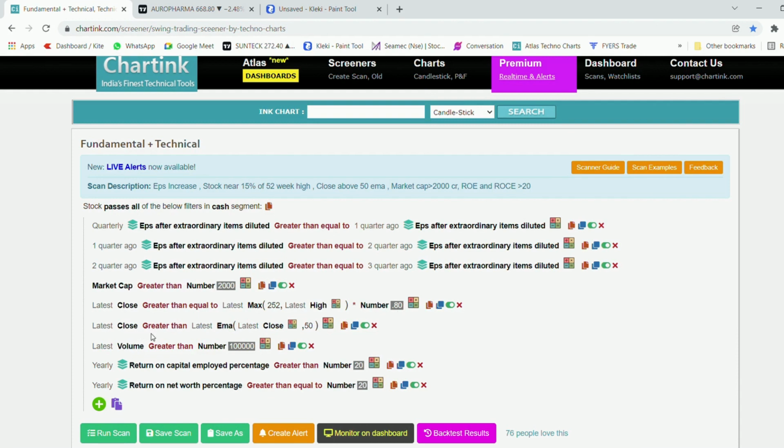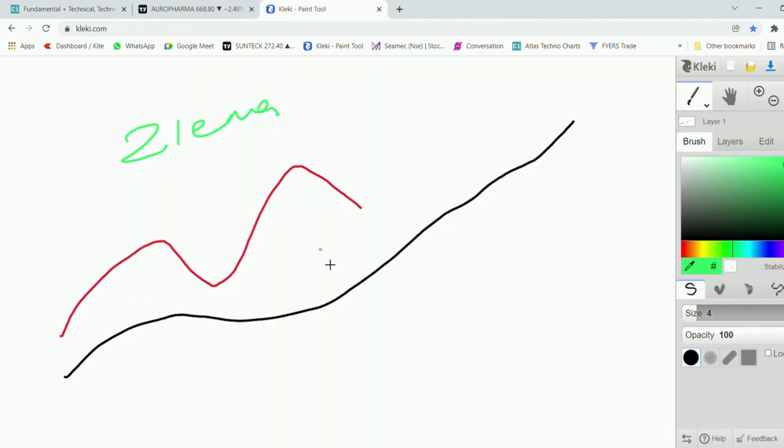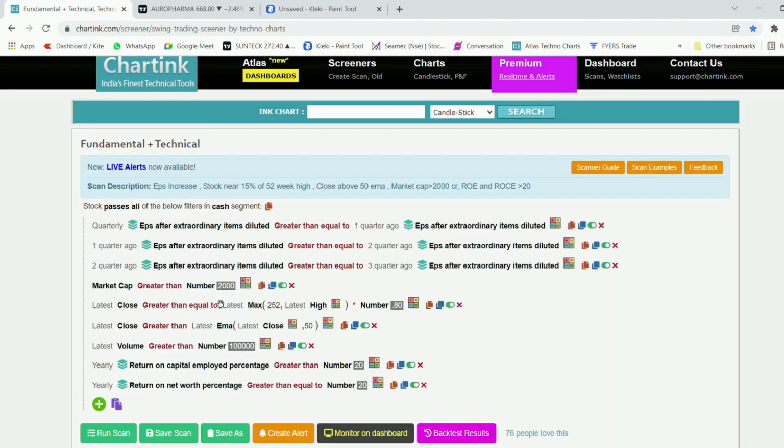Also, I have used a simple moving average filter, where only stocks closing above the 50-day moving average should be filtered, so that we are going to get stocks that are in good momentum, which are above the 50-day exponential moving average. One can change this criteria to the 21-day exponential moving average to find purely momentum stocks.